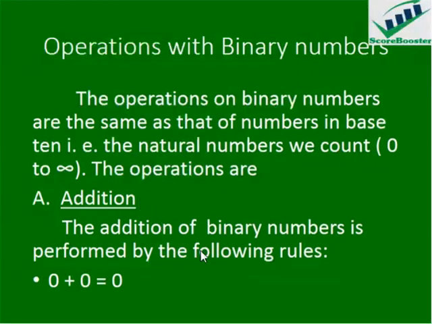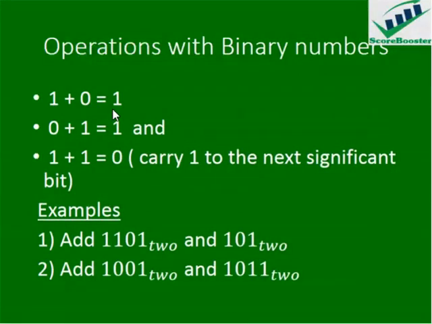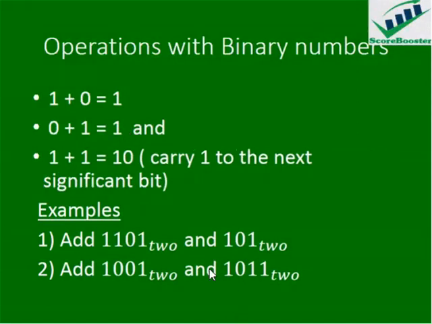The addition of binary numbers is performed by the following rules. The first rule is 0 plus 0 is 0, which is the same for natural numbers, our everyday numbers. Also, we have that 1 plus 0 equals 1, which is also the same for natural numbers. 0 plus 1 is also 1, which is also the same, and 1 plus 1 equals 10. That is the only difference. This is where there is a difference between the addition of binary numbers and natural numbers. So 1 plus 1 will give 10.